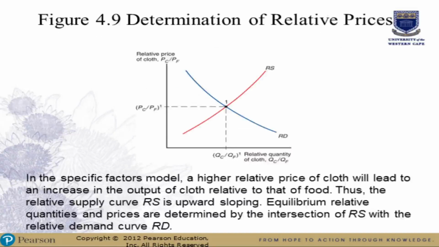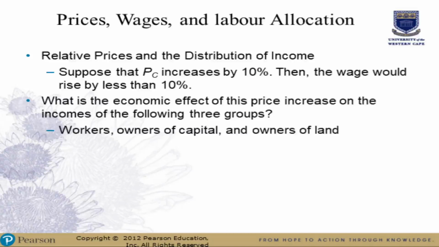As the higher relative price of cloth leads to a higher output of cloth relative to that of food, we can draw a relative supply curve illustrating the relative quantity of cloth as a function of the relative price of cloth. Thus, the relative supply curve is upward sloping. We can also draw a relative demand curve, which is shown in Figure 4.9 by a downward sloping curve. Therefore, in the absence of trade, the equilibrium relative price and output are determined by the intersection of the relative supply and relative demand curves.